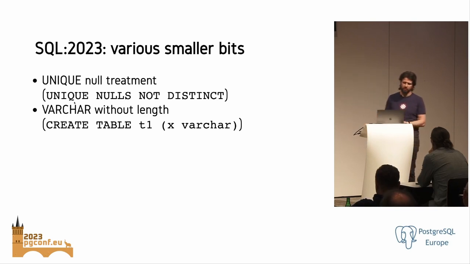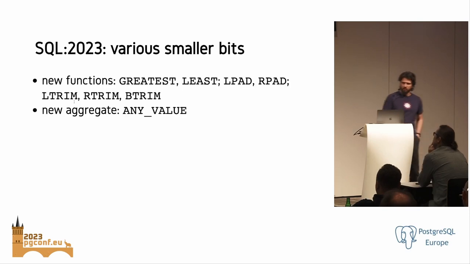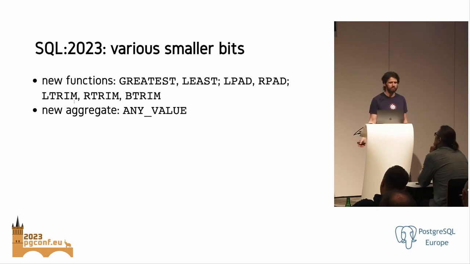Another thing that's new, this is ancient in Postgres, but you can actually write varchar without length now, just like that. This is standard in Postgres, but it was not actually in the standard, and now it is. A couple of new functions were added. I mentioned the new any value. We implemented that in Postgres 16. The other ones mentioned up there were already in other implementations. So the standardization basically said, a lot of implementations are using this, we might as well put it in the standard. So many implementations already supported that.